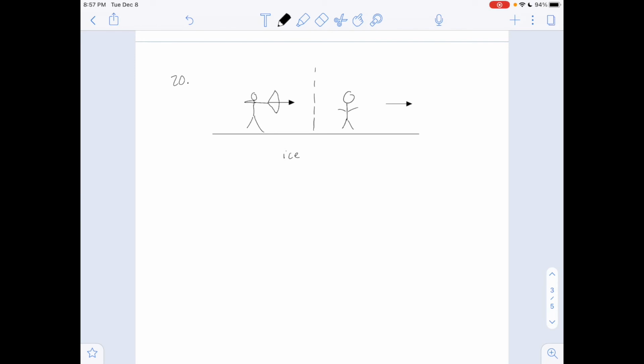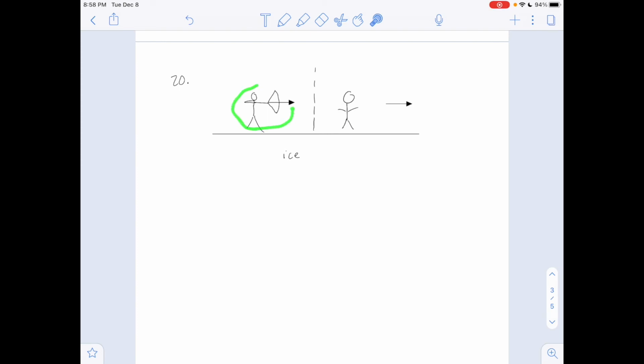So here's a picture of what's going on. Before, we have the person and the arrow system, and everything is at rest. Then the person is going to release the arrow, which will move to the right, and the person is going to recoil the other way. We want to figure out how fast that recoil speed is.